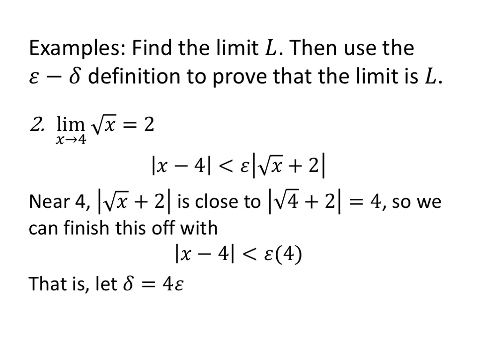So if epsilon has to be within a tenth, our delta has to be within 4/10. If I want the square root of x to be within 1.9 to 2.1, a range around our limiting value of 2, that means that my x values have to be between 3.6 and 4.4.